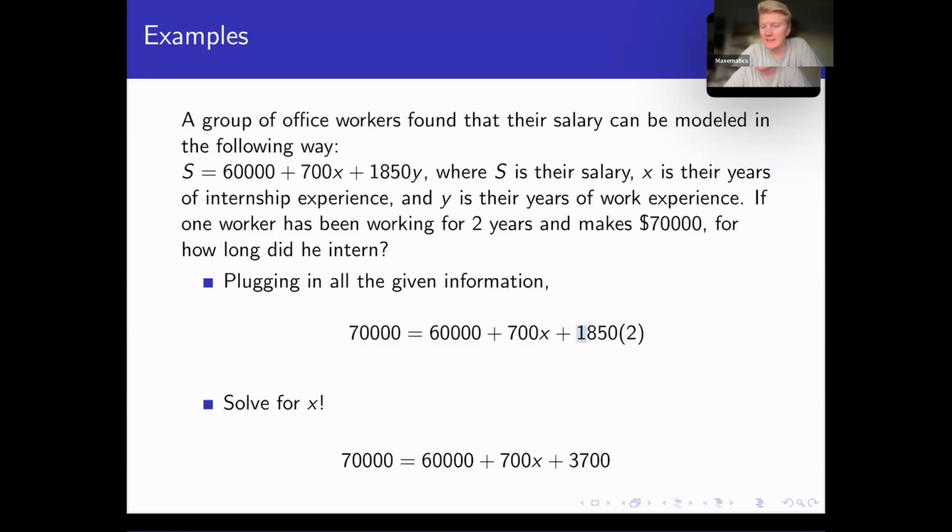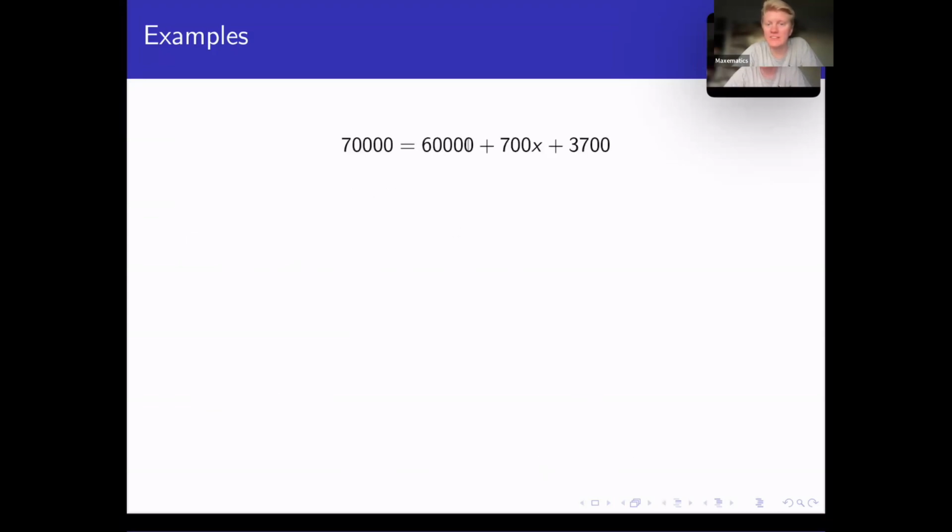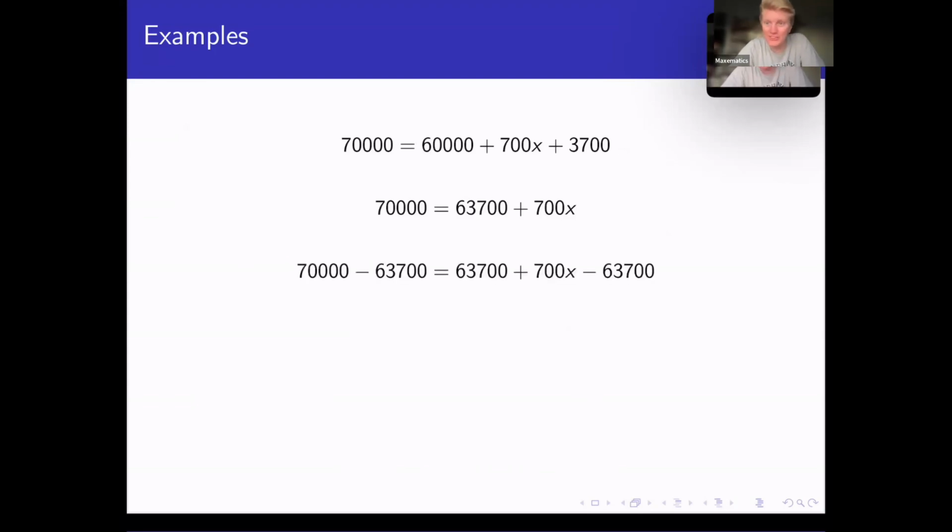Let's multiply 1850 times 2. That's 3,700. Let's combine 60,000 and 3,700 for 63,700. Let's subtract 63,700 on both sides. And let's divide both sides by 700. So after 9 years of interning, 2 years of work experience, this employee makes $70,000. I don't know if 9 years of interning for $70,000 is a good deal, but so it goes.